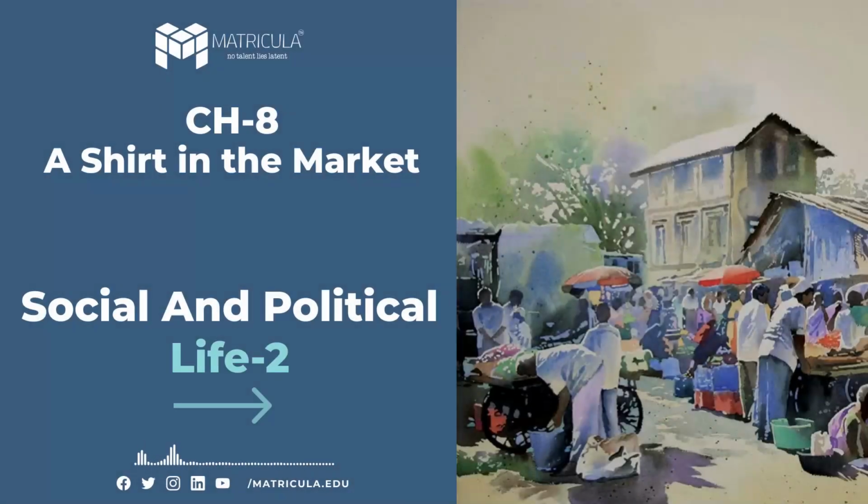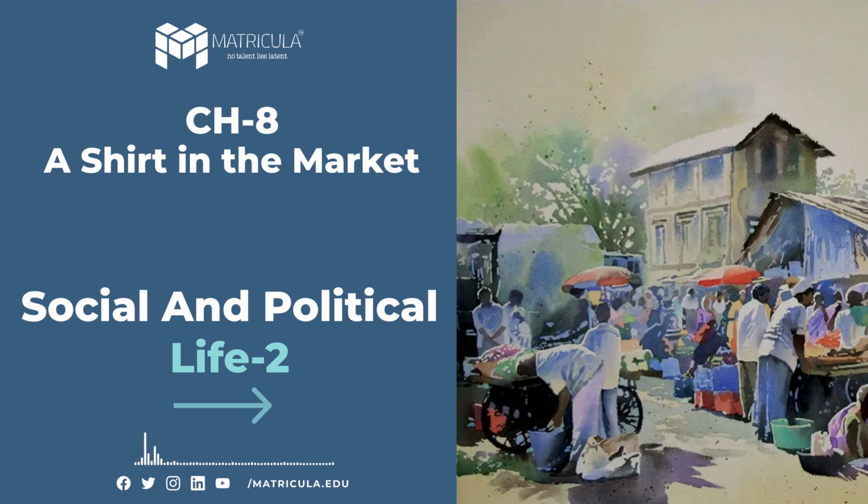of Social Sciences for Class 7. Audiobook Social and Political Life Part 2 Class 7 Chapter 8 titled A Shirt in the Market, from page number 92 to 101. Now, let's listen to Chapter 8 titled A Shirt in the Market.